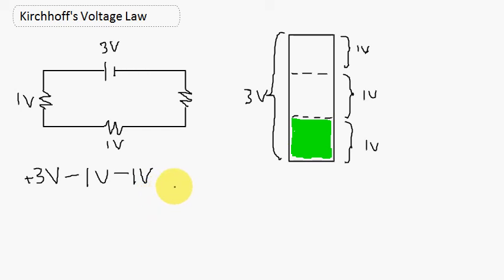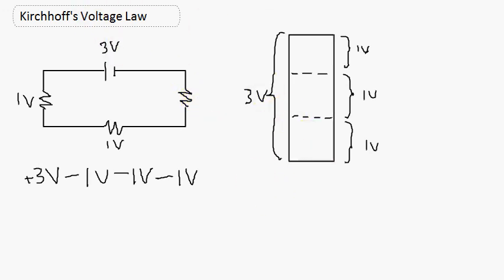But when we complete this closed loop, we must have 0 volts, according to this law. So how do we get from 1 volt to 0 volts? Well, we subtract 1 volt, and that is exactly what happens at this resistor. We lose 1 volt.